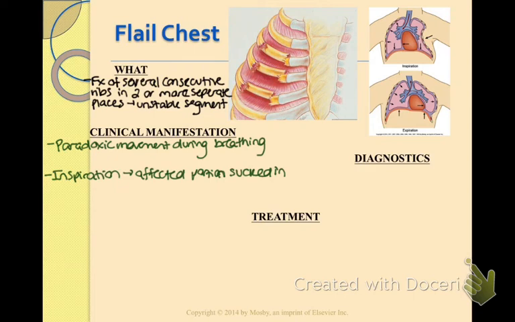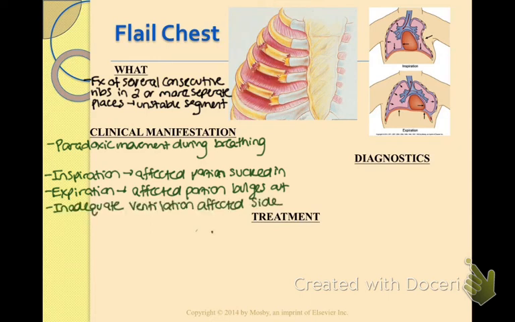So during inspiration, the affected portion is sucked in. So normally you take a breath in, your chest goes out because your lungs are expanding. But when you have a flail chest, the part that's broken off actually gets sucked in instead of being pushed out. And during expiration, when we breathe out, we're kind of pulling all the air, our lung is collapsing, everything should kind of pull in. But because we're pushing out, the affected portion bulges out. So it's paradoxical movement, moves opposite of normal.